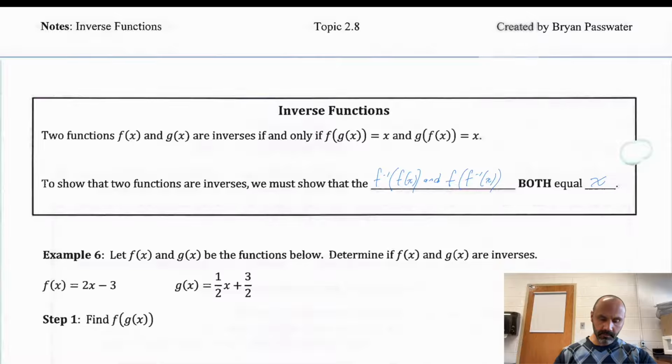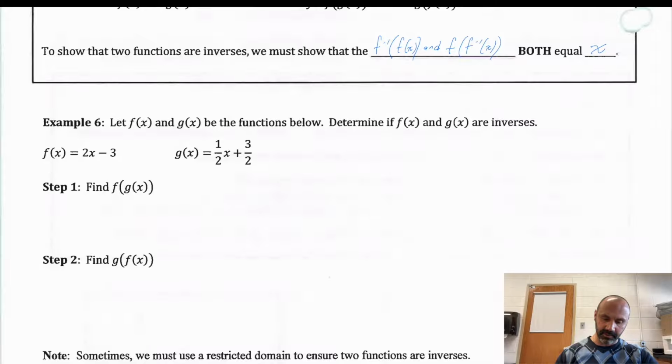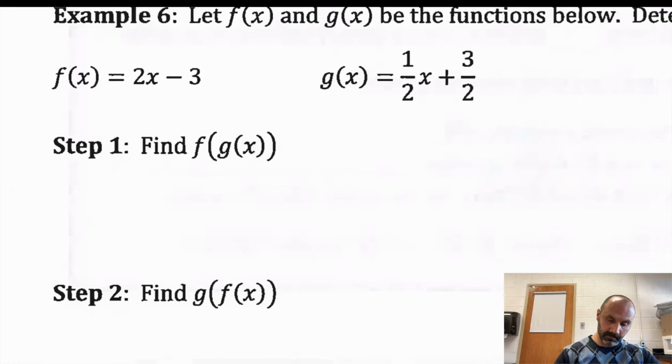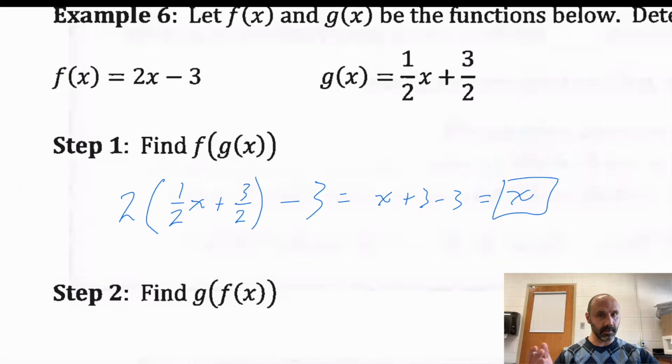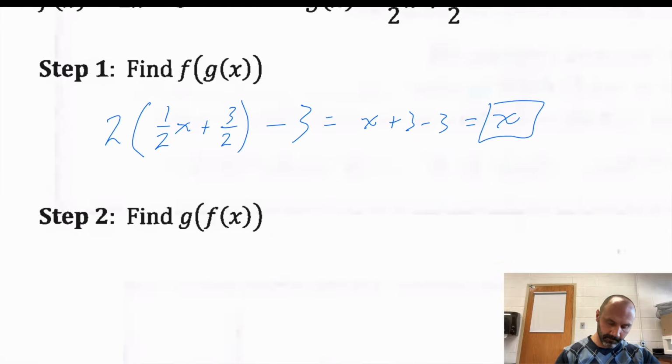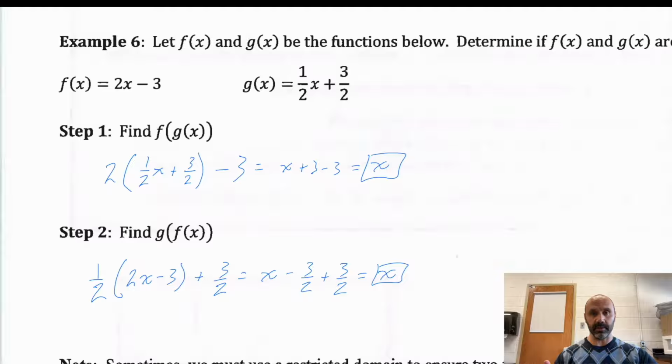Okay. So here's an example. It says let f of x and g of x be the functions below. They're given here. And now determine if they are inverses of each other. Okay, so f of g of x. So I'm going to take 2, and then instead of x, I'm going to plug in the function g of x, and then continuing, f of x minus 3. So now I'm just going to simplify and see what I get. And it works. Let's try it the other way now. Good. So f of g of x equals x, and g of f of x also equals x. So that means that they are inverses of each other.